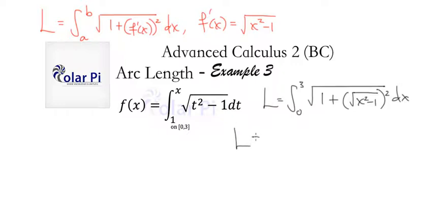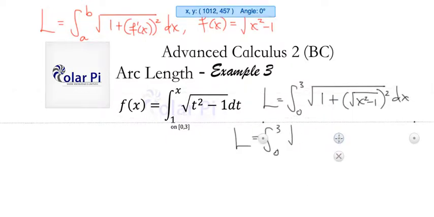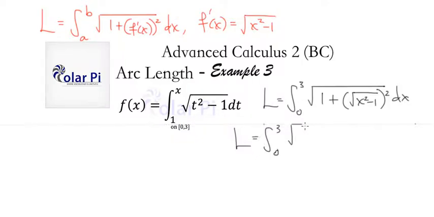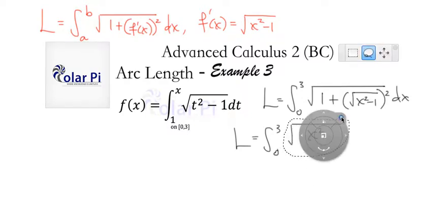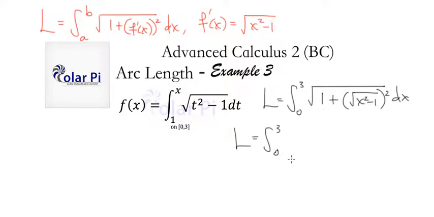So L is equal to the integral from 0 to 3 of root, and inside we have 1 plus x squared minus 1, right? And that's just x squared. So square root of x squared, which is technically the absolute value of x. But on the interval 0 to 3, we could just say it's x. And I've assumed something like that in one of the previous examples, by the way, which is a safe assumption to make. So here, x and then dx.